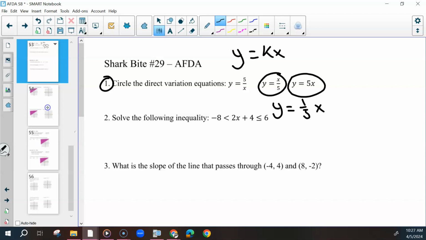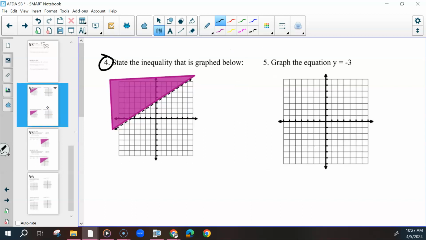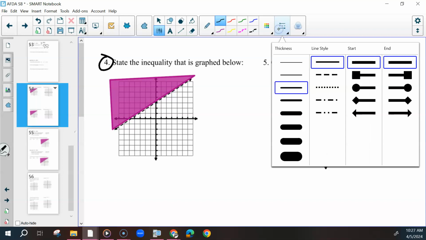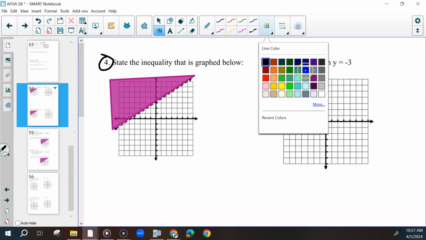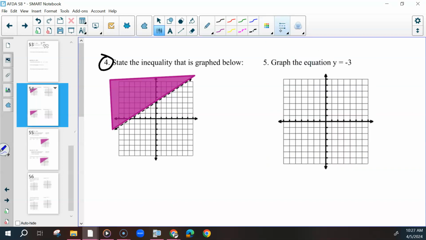Okay, on to number 4. State the inequality that is graphed below. So we're looking at this. We can see, is this shaded above or below? Above. Okay, so that's going to be greater than or equal to. It's a dashed line, so it's not equal to. Correct. And then we have to find the slope and the y-intercept.